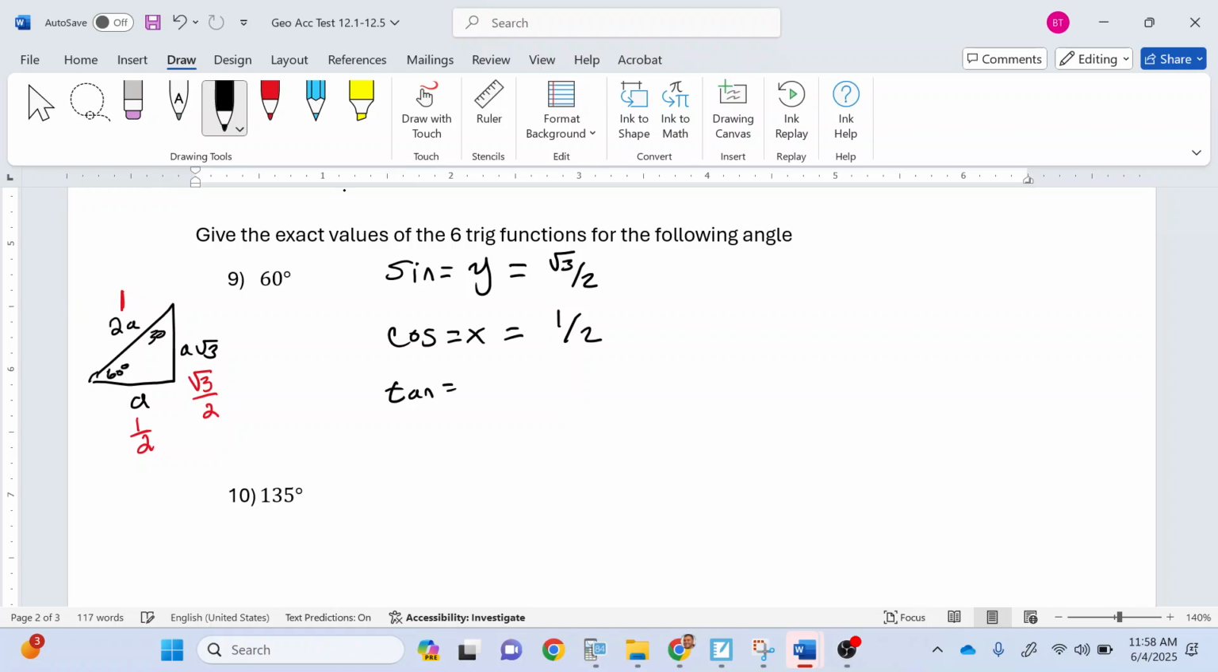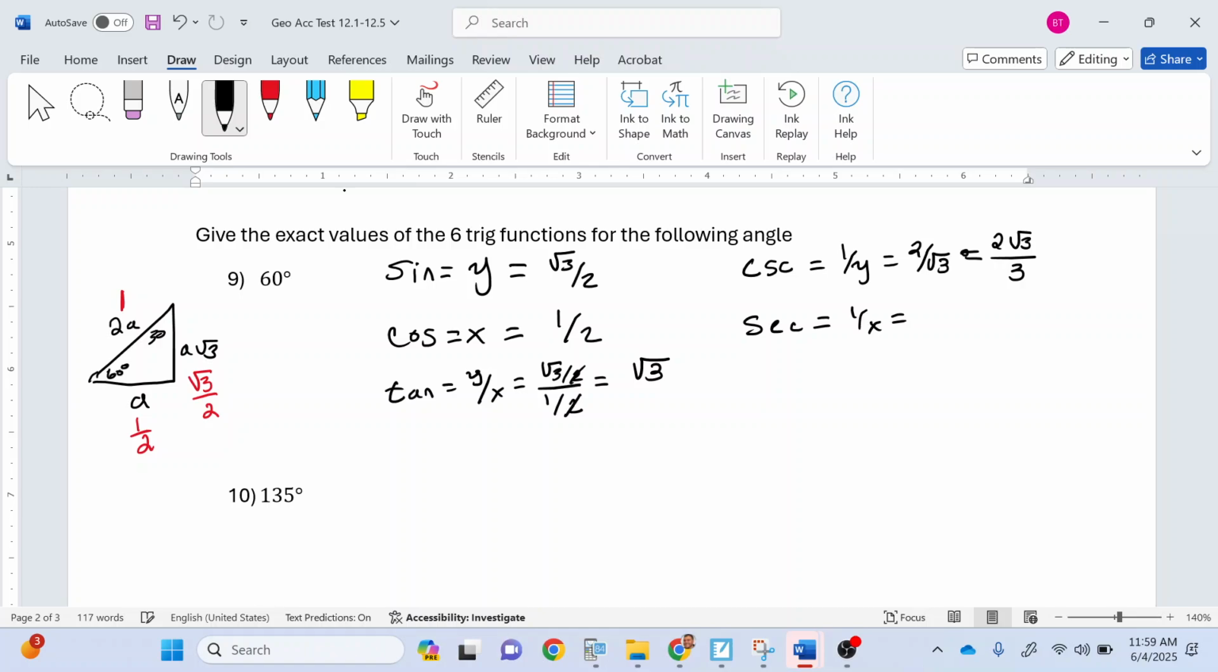Tan is still y over x, so root 3 over 2 divided by 1 over 2. Because they both have over 2's, I could cross those out, so it just ends up being root 3. Then I have to do my reciprocals. Cosecant equals 1 over y, or in this case, you don't have to. However you remember it, it's up to you. I'm happy to give you a blank one, but I'm not giving you a filled out one. Secant equals whatever 1 over x is, which ends up being 2.